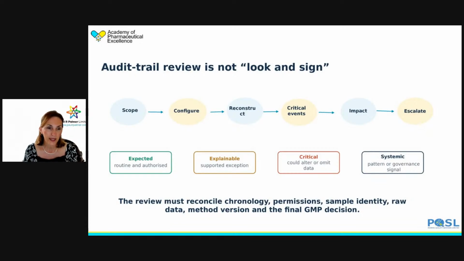And finally, assess impact and escalate where required. Ask whether the GMP decision would have changed if the event had been known. This is the depth of review that inspectors expect in audit trail review. It also shows why a root cause cannot stop at the individual action.